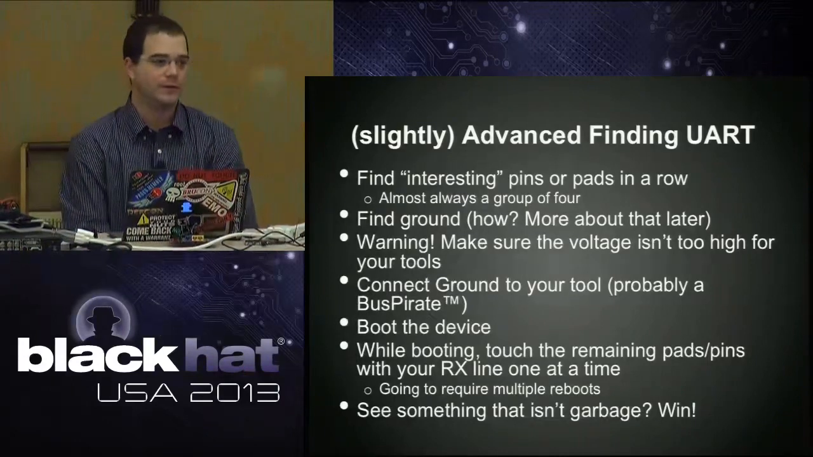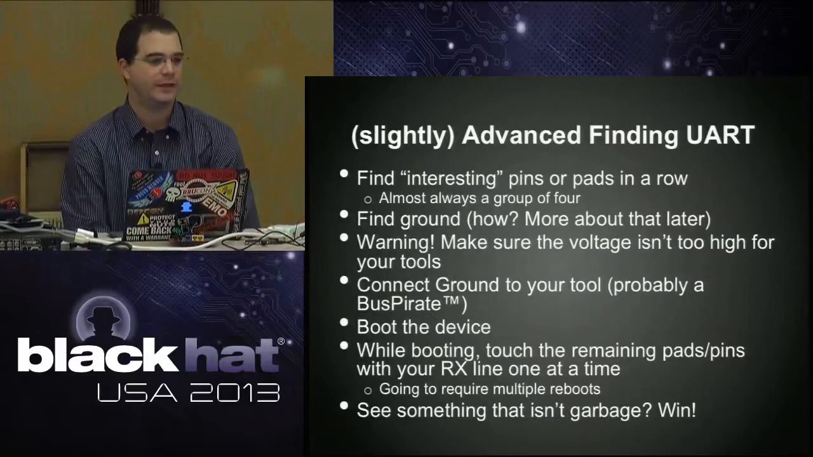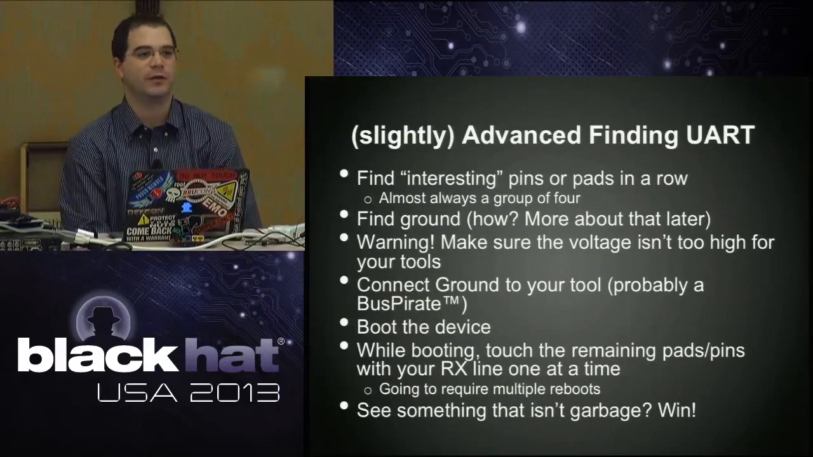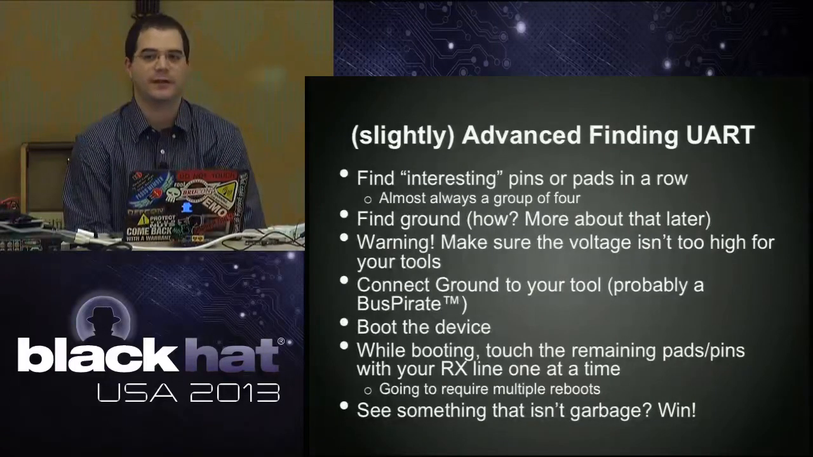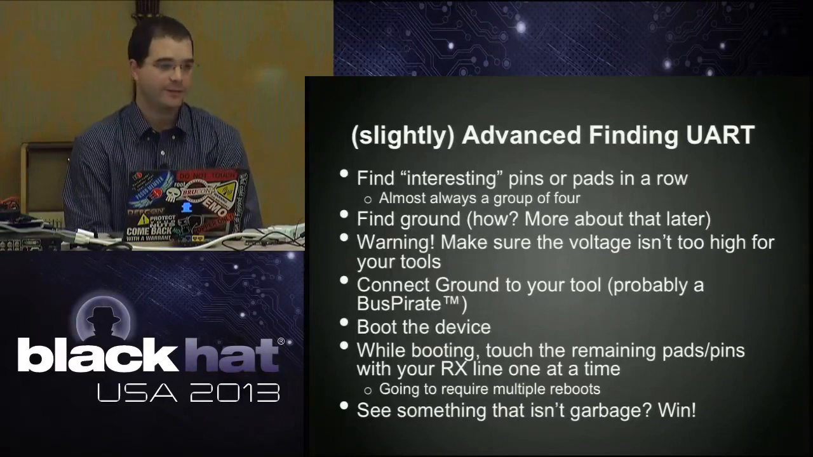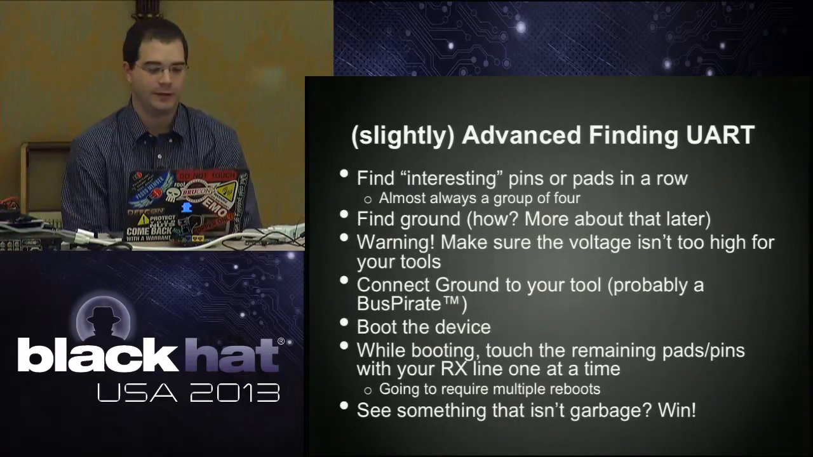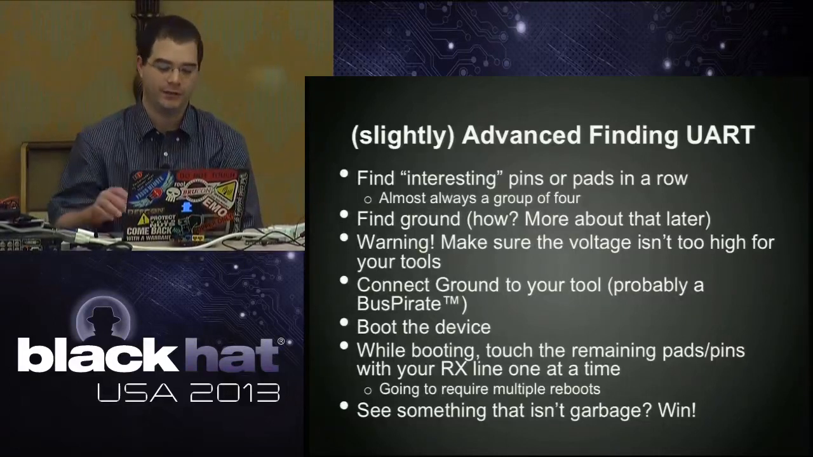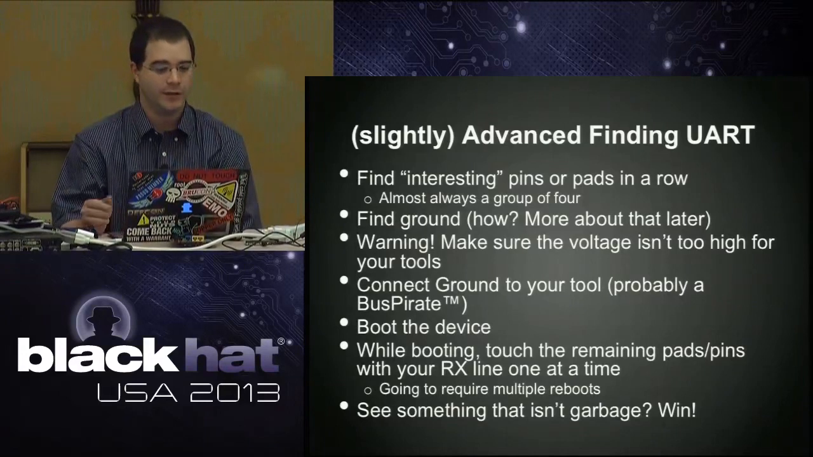So this is the flow, and the rough flow of how you do it. You find interesting pins or pads in any configuration on the PCB. Could be four vias in a matrix, for instance, or a row of pins, a row of holes. It has nothing to do with anything you see on the board, or you follow lines coming from the CPU onto some pins. Once you map those out, you need to find ground, which is easy. We'll talk about that later. Now this is written in blood, so just to make sure that you don't fry your tools. Sometimes lines are 5 volts and your tool is 3 volts, and they don't really like each other.